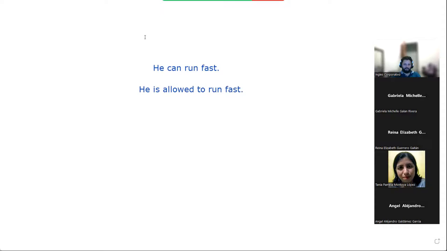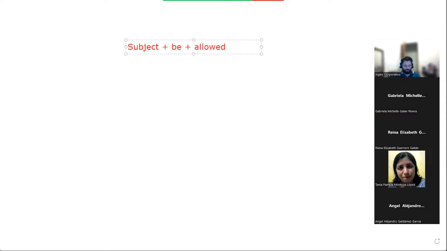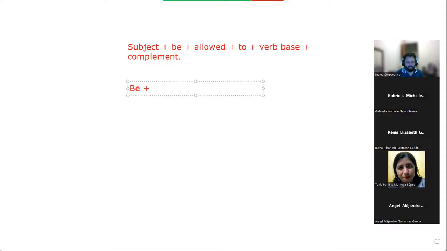And I gave you the structure for this, right? So we're going to use be allowed to. If it is a sentence, we're going to use a subject plus be plus allowed. It has to be allowed because the verb be needs to be followed by a past participle. Then to, then the verb in base form, and then the complement. If you want to ask a question, you're going to say verb be, and then the subject.